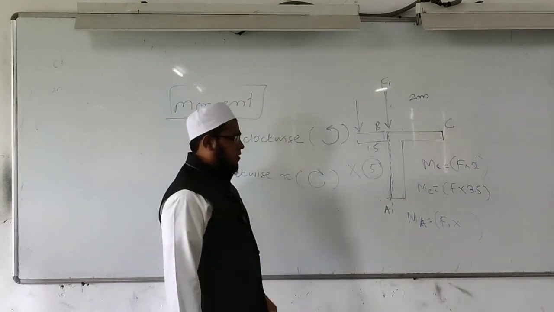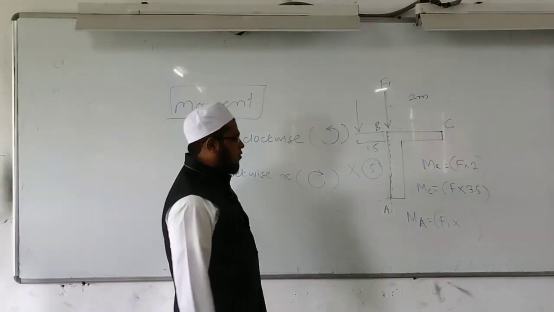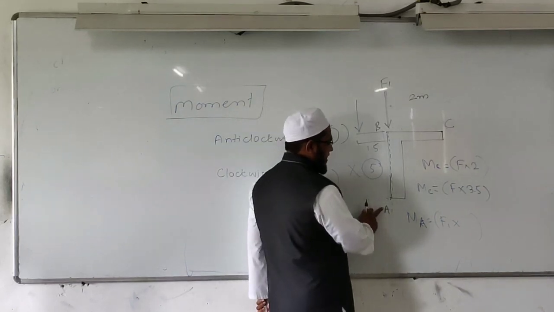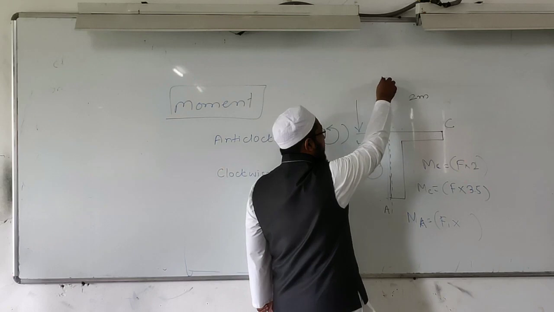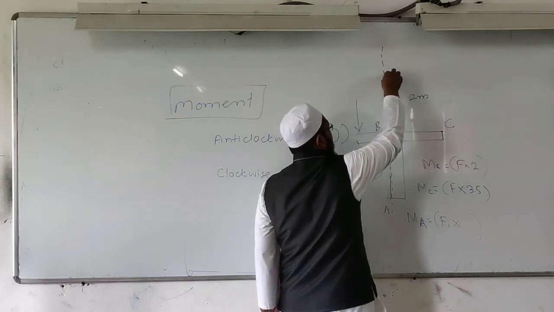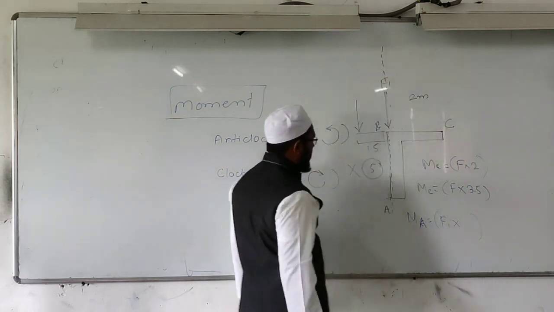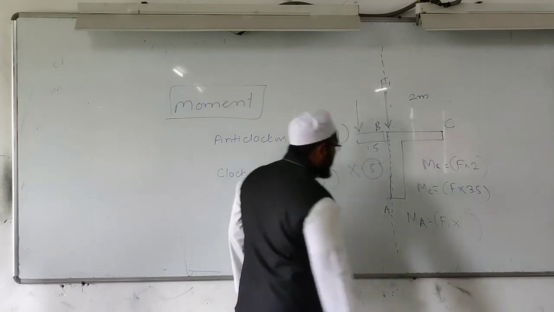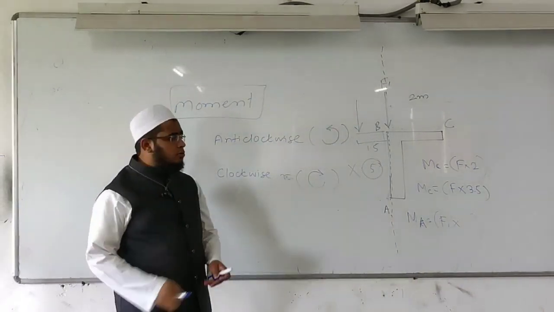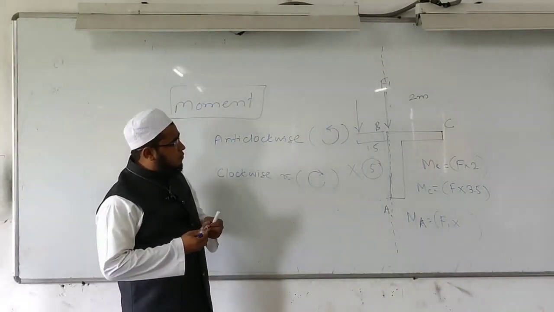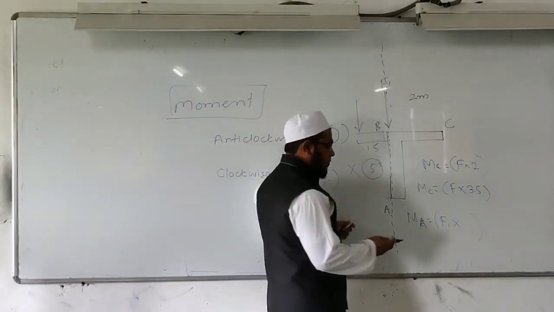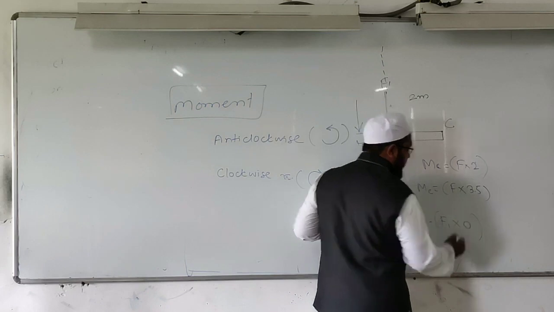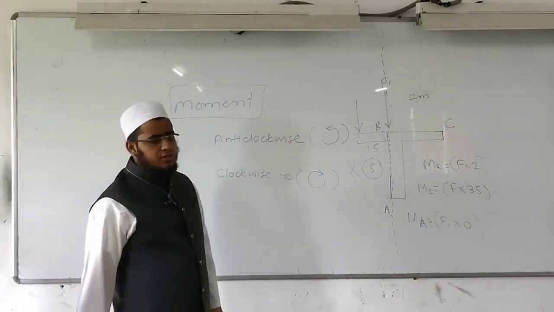To draw the perpendicular, what is required? This is point A, this is the force. But when I extend the line of action of the force, this line of action is also passing through our moment center A. That's why the perpendicular distance is 0.